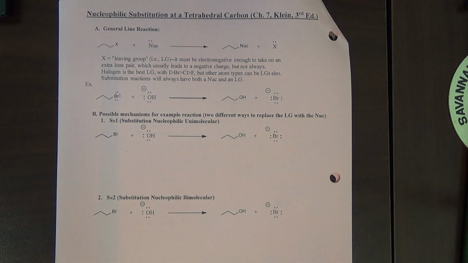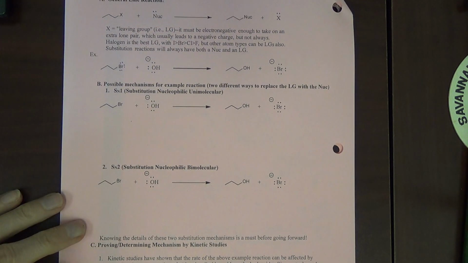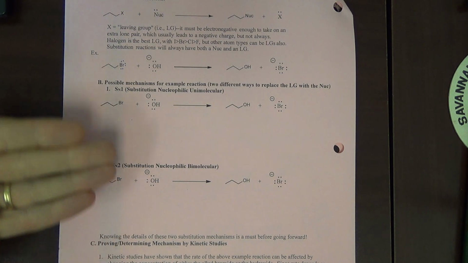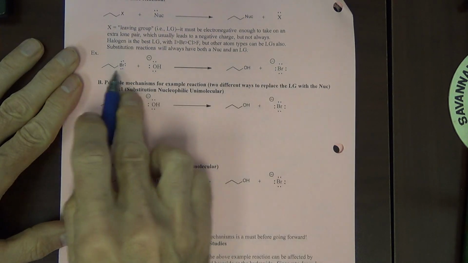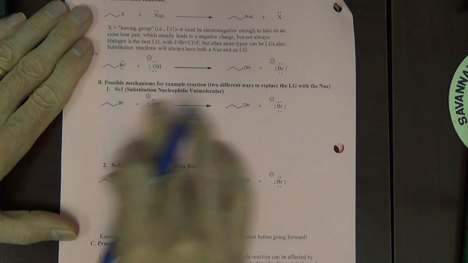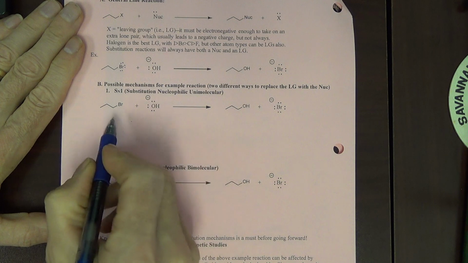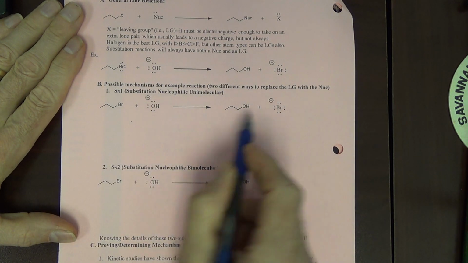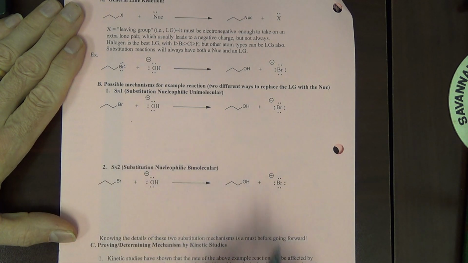Okay, let's give a mechanism for this reaction. We're actually going to show 2 different mechanisms. Then we're going to step back and say which one seems to be most reasonable, and ultimately which one is correct for this example reaction. Okay, let's propose a mechanism. The bromine has to leave. Hydroxide has to bond to this carbon. How could we do this?